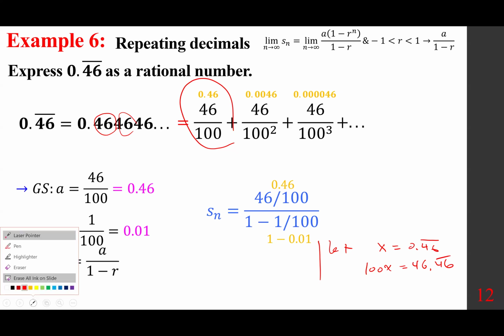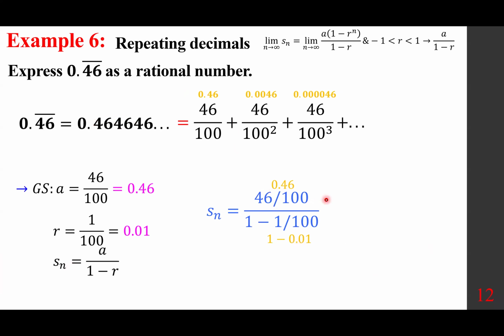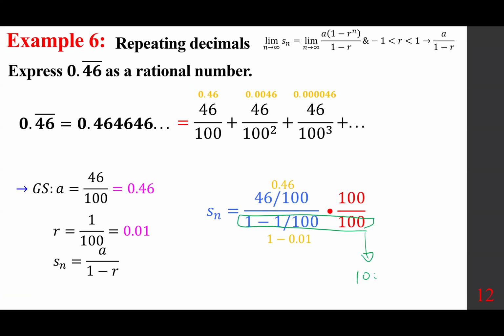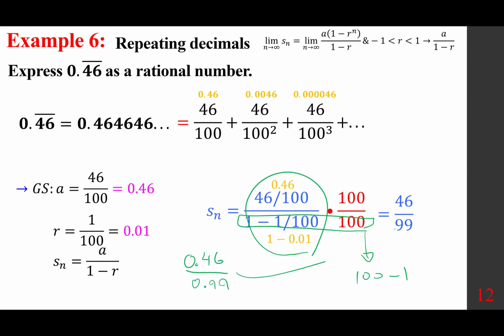First, let me erase my work. If you go this route, you multiply the top and the bottom by 100. And again, you don't have to simplify this. I just want you to see the process. The product of these two is 46. The product of these two is 100 minus 1, so 46 over 99. If you go with the decimals, it is 0.46 over 1 minus 0.01, which is 0.99. Convince yourself they're the same.